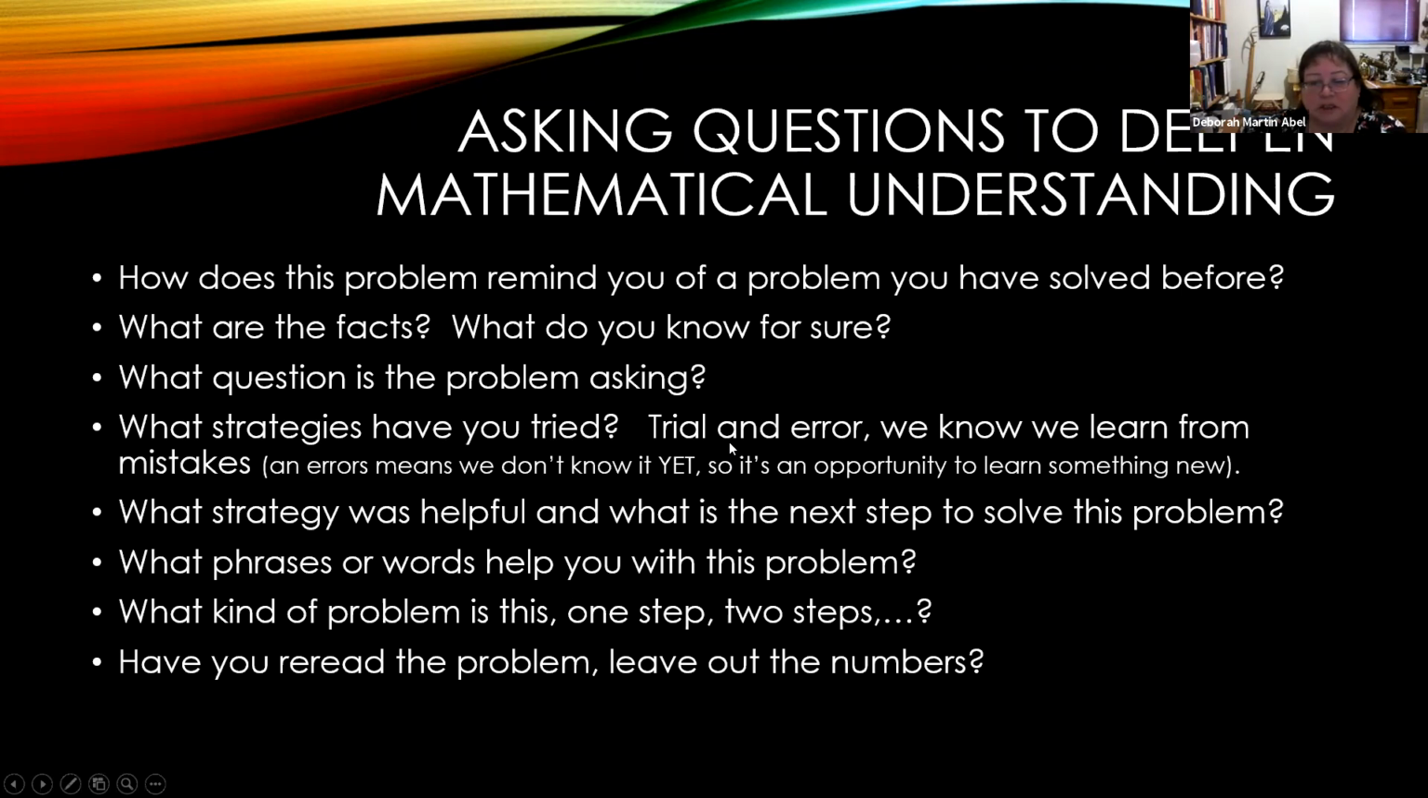What strategies have you tried, trial and error? We learn from our mistakes. We don't know it yet. What strategy is helpful and what is the next step to solve the problem? Use the phrases to help you with any words that give you a clue of what to do. What kind of problem is it? Is it a 1-step, 2-step? And have you reread the problem without the numbers? If you ever have a problem, read the problem and take out the numbers. Sometimes it makes more sense.